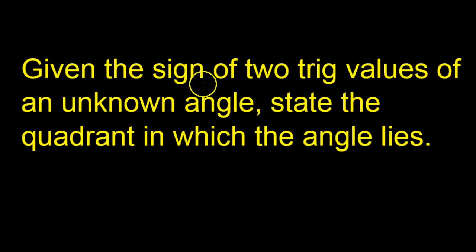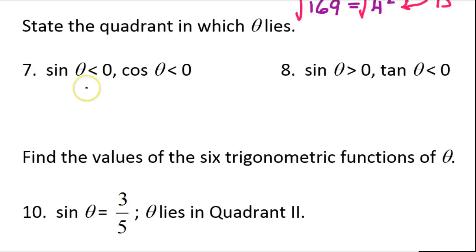Given the sine, meaning positive or negative, of two trig values of an unknown angle, state the quadrant in which the angle lies. That's what this video is about. Well, look at number 7 as an example.